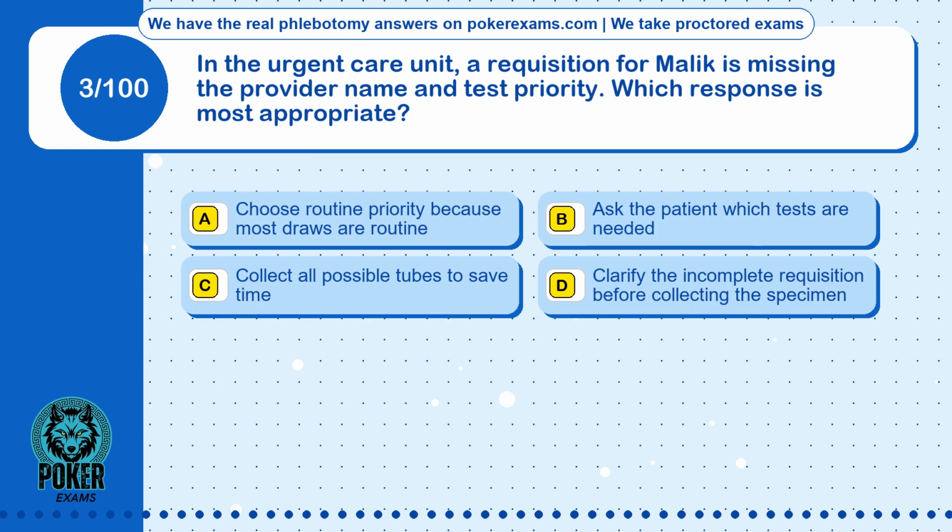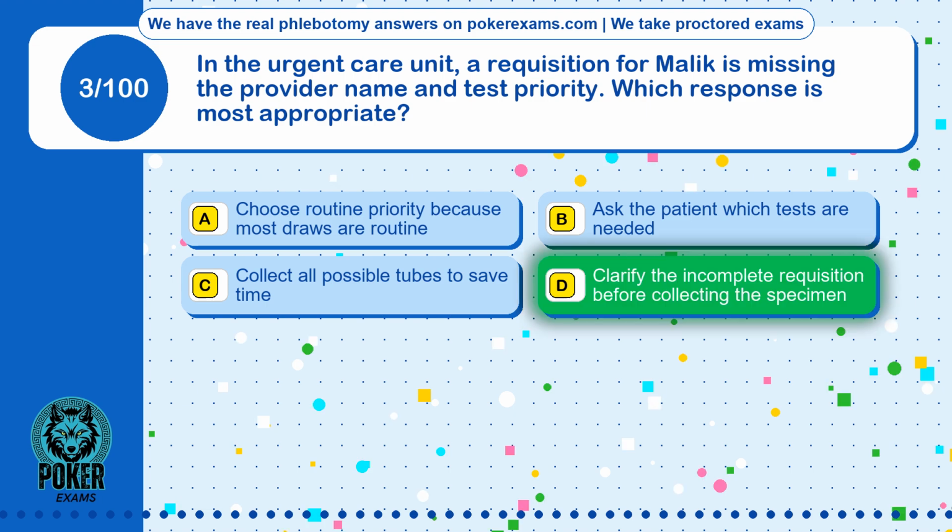Question 3. In the urgent care unit, a requisition for Malik is missing the provider name and test priority. Which response is most appropriate? Option A. Choose routine priority because most draws are routine. Option B. Ask the patient which tests are needed. Option C. Collect all possible tubes to save time. Option D. Clarify the incomplete requisition before collecting the specimen.